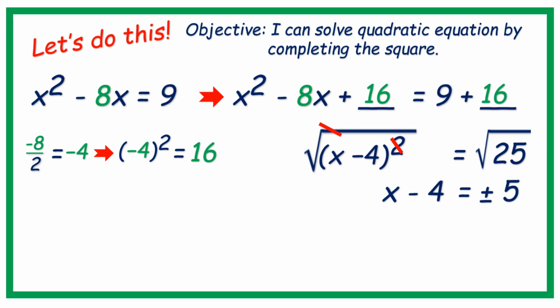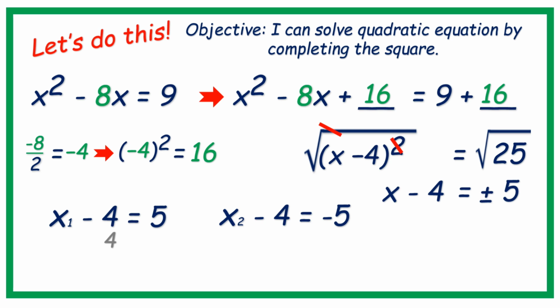But we are not yet done. We need to separate positive 5 and negative 5. How? By doing this. X sub 1 minus 4 equals 5. And the other one, x sub 2 minus 4 equals negative 5. Easy, right? Then, in order for us to find the answers, let's subtract or add. It depends on the sign. So in x sub 1, it's minus 4 or negative 4. So we need to add 4.